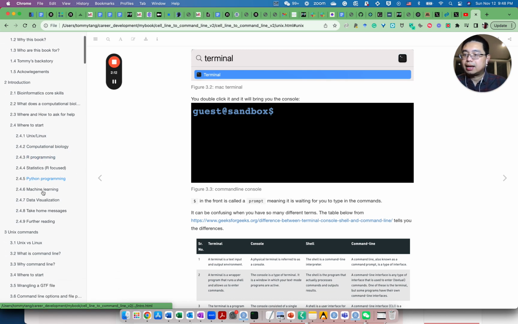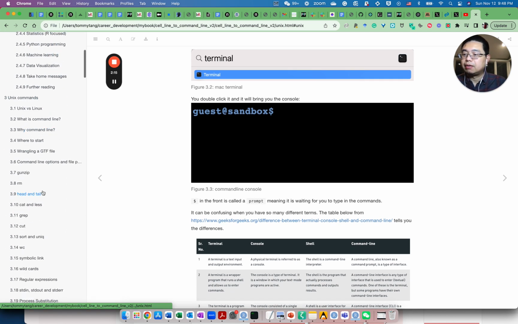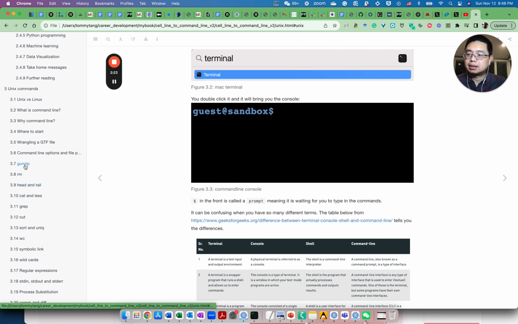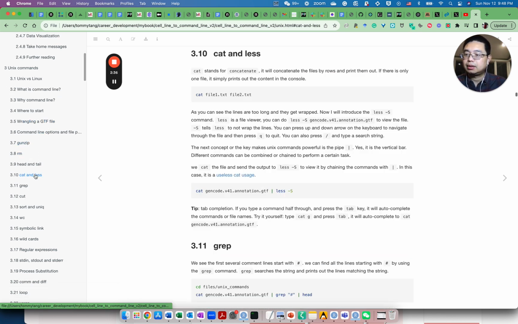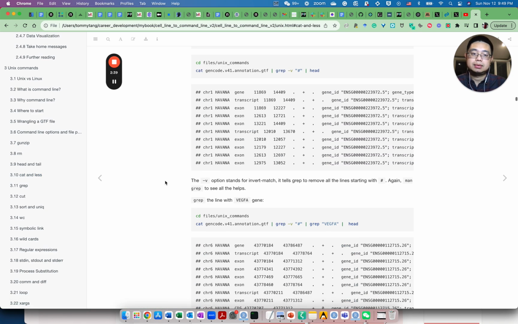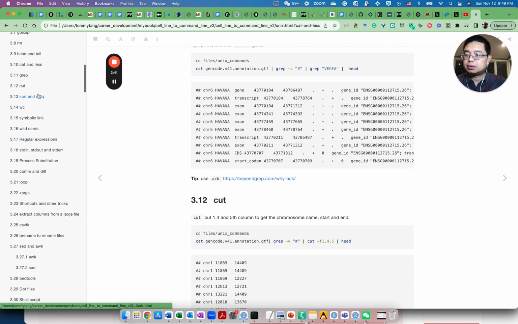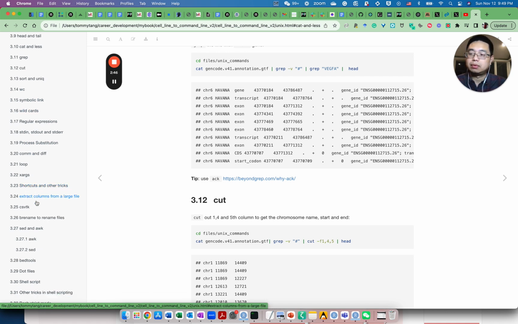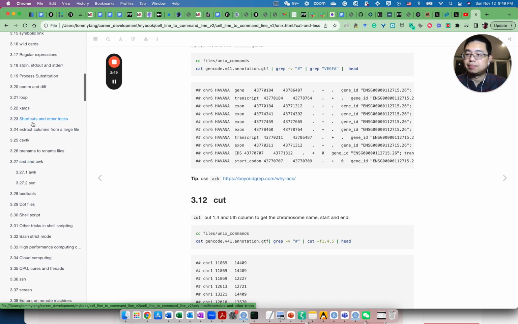Okay, and I will share with you many of those commonly used command line commands, such as gunzip, remove, head and tail, by using a real example of wrangling a GTF file, gene transfer format file. Take a look here, and you can look at all those other commands that are commonly used, and they will be very useful for your daily computational biology work.